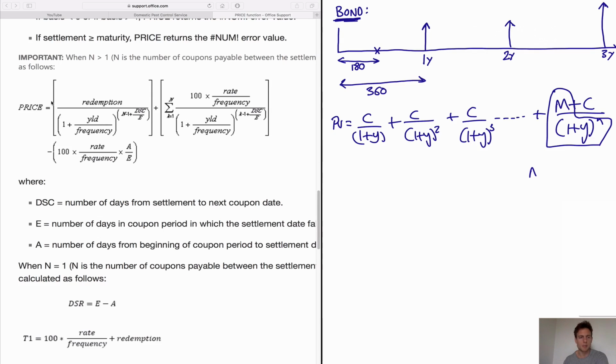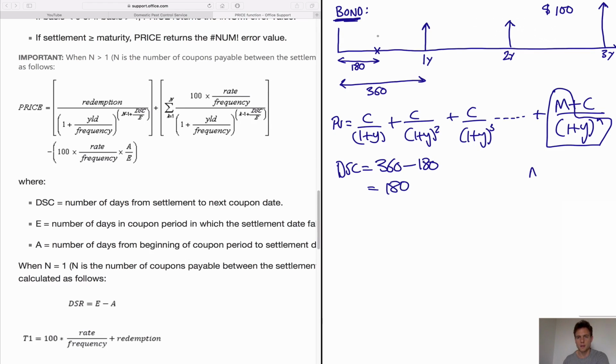So if we break this down, the price is going to be the redemption, right? Let's say the redemption is 100, so let's say the principal is $100. So redemption divided by, so if we look at the terms down here, DSC is the number of days from settlement date to next coupon date, which is E minus A, which is the number of days in the coupon period, minus the number of days from the beginning of the coupon period to the settlement date. So that's clearly 360 minus 180, which is 180, right?